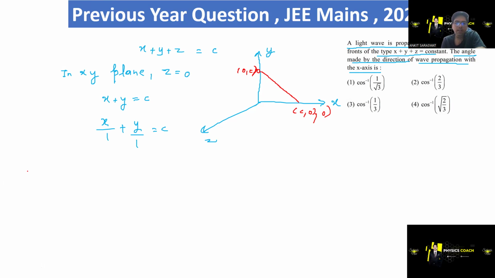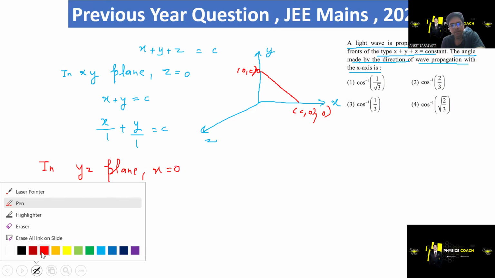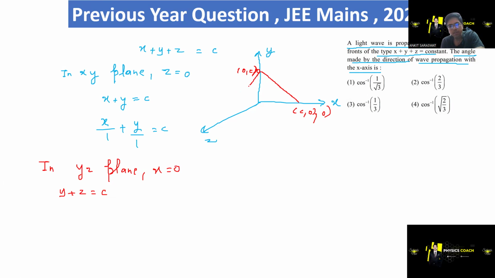Similarly, in the YZ plane, what is 0? X is 0. If X is 0, then Y plus Z is equal to C. Then how will you draw y plus z is equal to constant? It will be like this. Y plus z. Okay? And this coordinate will be what? On the z axis, x and y are 0. Then it will be 0, 0, c. Clear? But z is not 0.